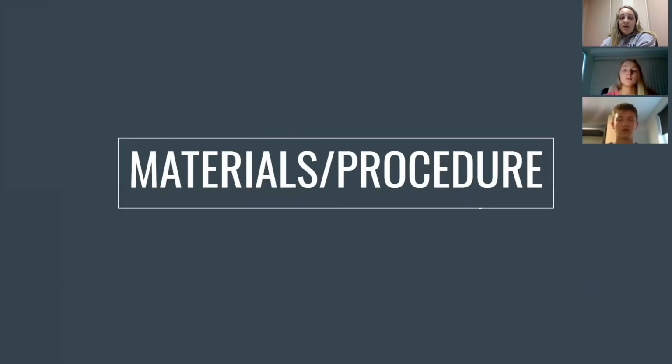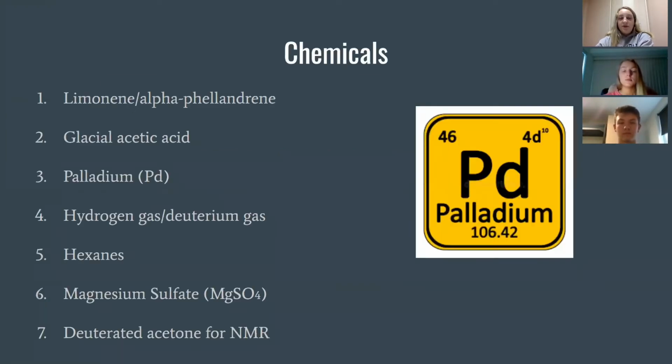So the materials and the procedure went as follows. We had the chemicals limonene and alpha-phellandrene, glacial acetic acid, palladium, which is the metal that acts as our catalyst, hydrogen gas and deuterium gas, hexanes, magnesium sulfate to absorb the water, and deuterated acetone for the NMR.